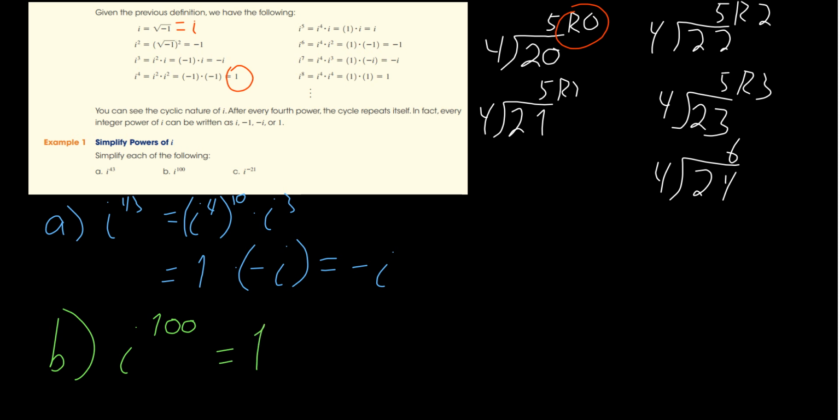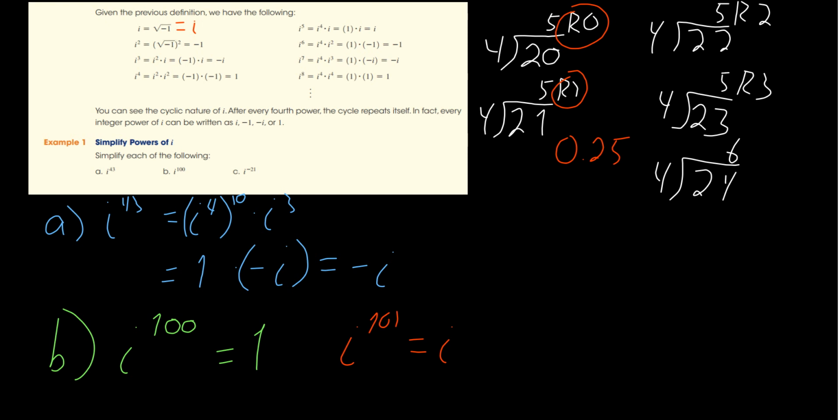And if I were to get a remainder of 1, then in my calculator it would have a 0.25. So let's say, for instance, I do I raised to the 101 power. It would go into it 25 times with a remainder of 1, and in my calculator it would be 25.25. That 0.25 corresponds with the remainder of 1, and the remainder of 1 tells me that it's simply I.